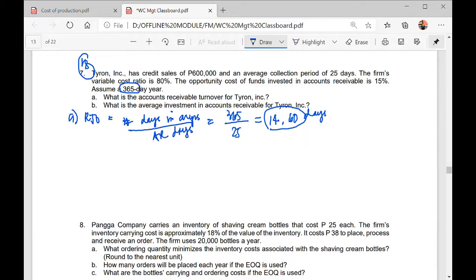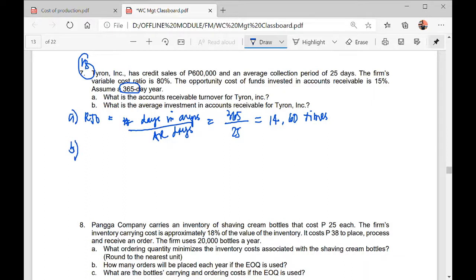So, meaning, the number of days niya, sorry, dili siya days. This is times. Okay, RTO man siya. This is number of times. So, 14.60 or 14.6 times. So, meaning, sa sud sa usa ka tuig, makakollect siya 14.6 times. Okay? Kung 25 days iyang collection period sa sud sa usa ka tuig, nga nay 365 days, ika 14 plus times siya maka-kolekta.